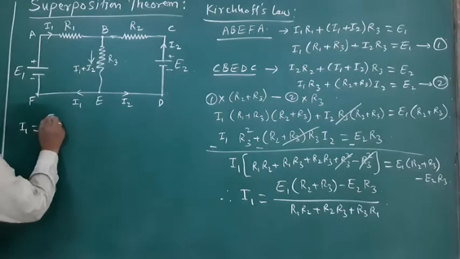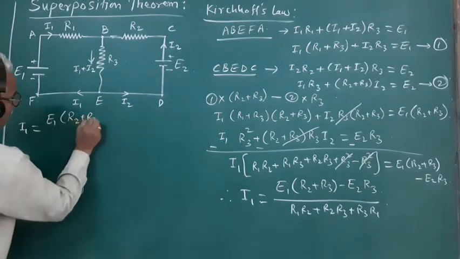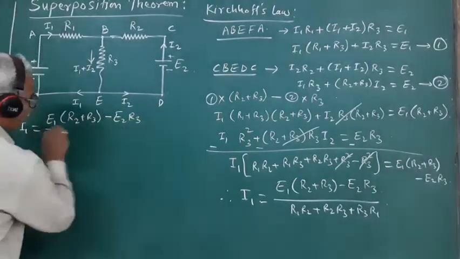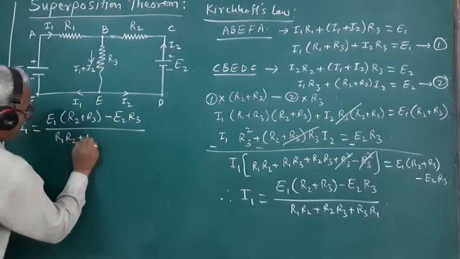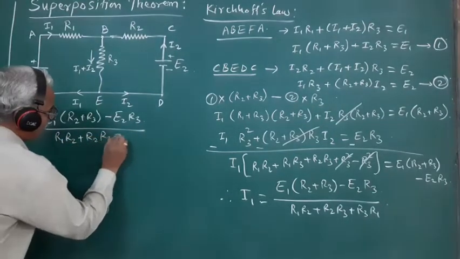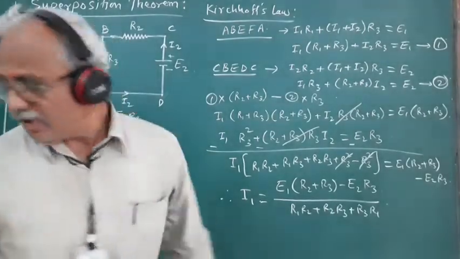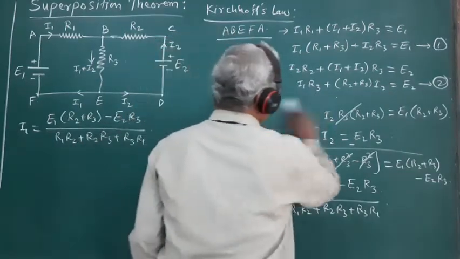I1 is E1 into bracket R2 plus R3 minus E2 R3 divided by R1 R2 plus R2 R3 plus R3 R1. So let us eliminate I1.